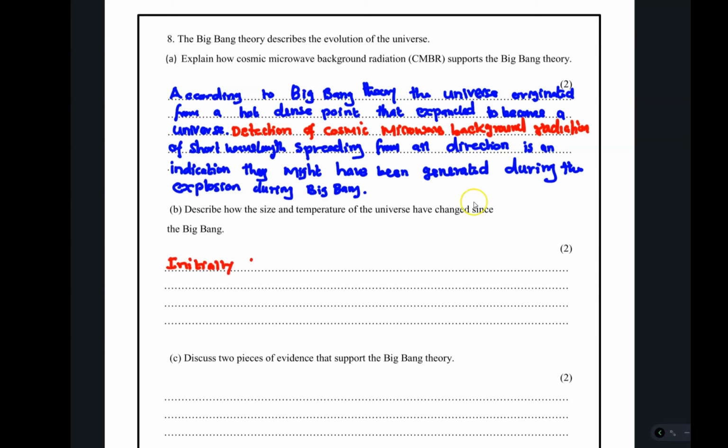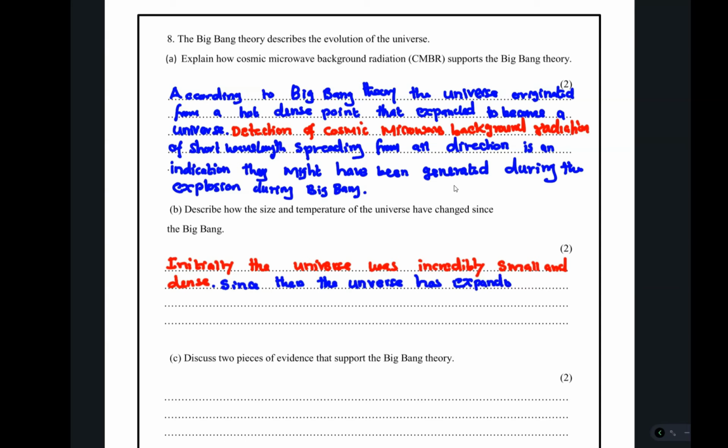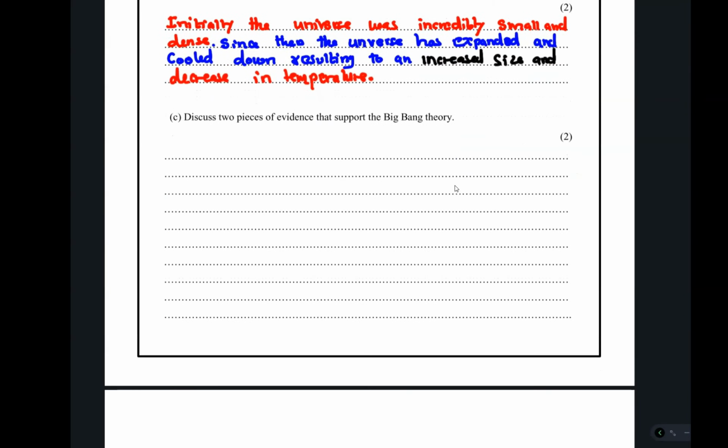So initially, the universe was incredibly small and dense. Since then, the universe has expanded and cooled down. So this results in the increase in size of the universe and decrease in temperature.